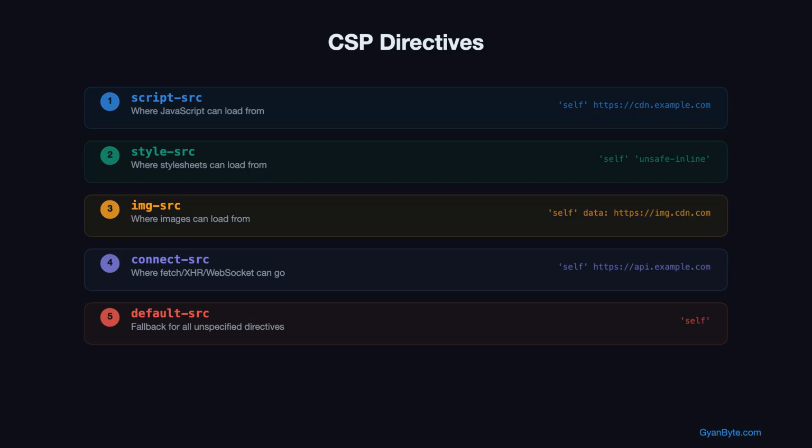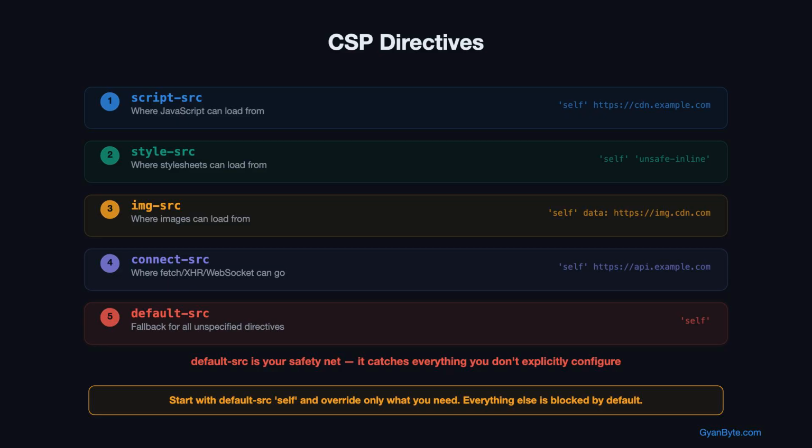And default-src, the fallback. If you don't specify a directive, default-src applies. Think of default-src as your safety net. Set it to self and then only override the specific directives you need. That way, anything you forget to configure is automatically locked down to your own origin. Start with default-src 'self' and override only what you need. Everything else is blocked by default.